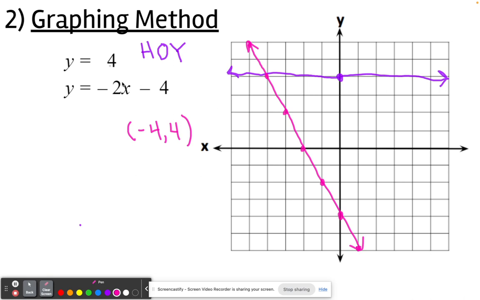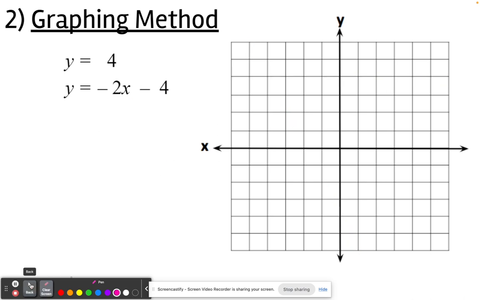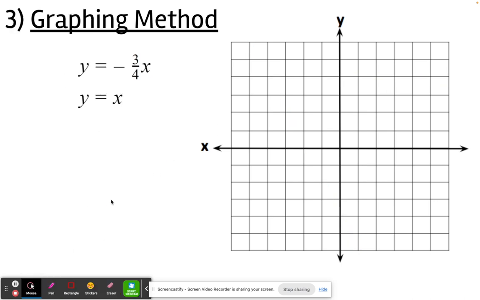So we know y equals 4, so that one works. But what about this one? If I put -4 in for x, do I get 4 for y? Well, -2 times -4 is +8. +8 minus 4 does equal 4. So it works. Never a bad idea to check. Let's look at my next example.